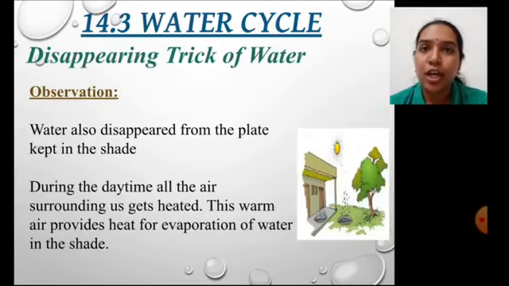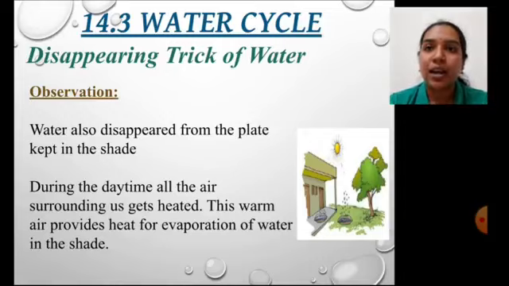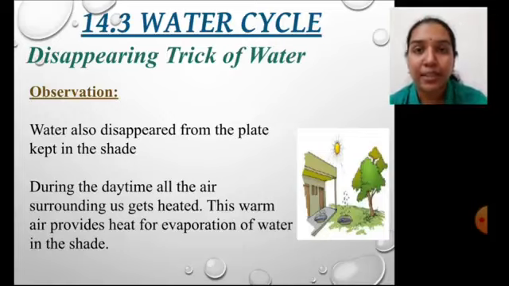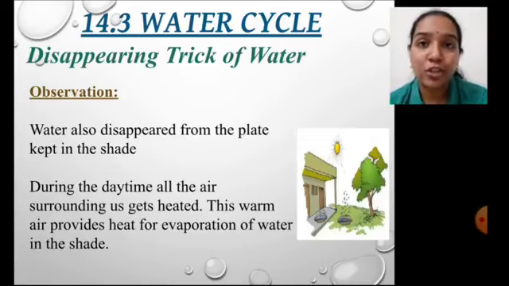Upon observation, you notice that water disappeared from the plate kept in shade also, but it might have taken a little more time. So, sunlight not only evaporates water by heating it directly, but it also heats up the atmosphere. That means the air surrounding us also gets heated up. This warm air provides heat for evaporation of water present in shade, and by that process, the water placed in shade also gets heated up and evaporated.